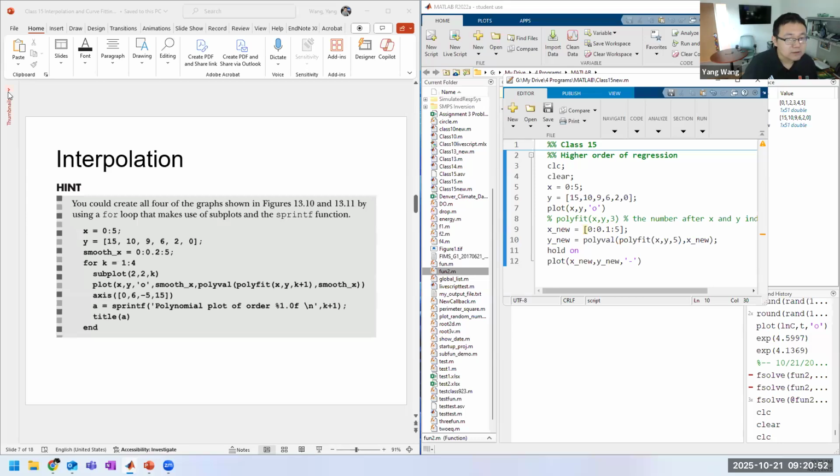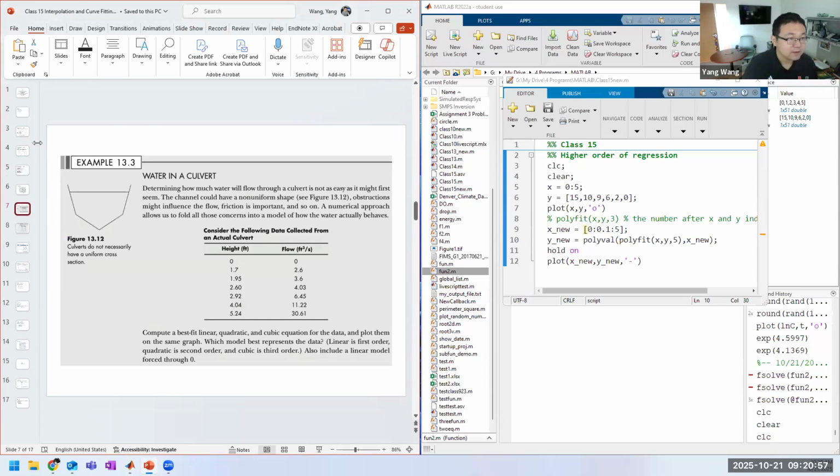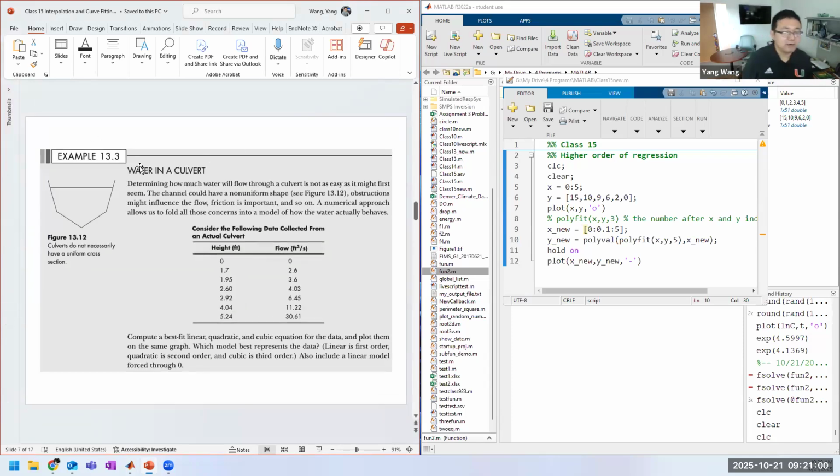Okay, so this is the interpolation. This is the contents of our last class. Let's just skip this slide. And then this is an example. Here we're trying to determine the water in a culvert. Determining how much water will flow through a culvert is not as easy as it might first seem. The channel could have a non-uniform shape. For example, if it's a rectangular shape, then the height is going to be linear, or mostly linear, with the total flow. But if it has an irregular shape, then the flow rate might be difficult to predict.